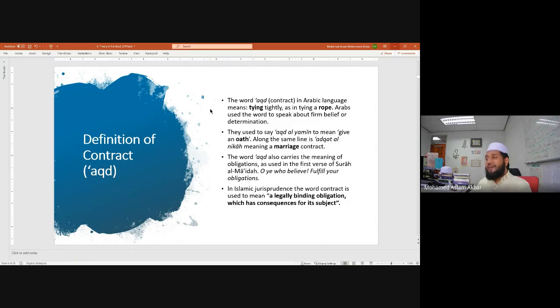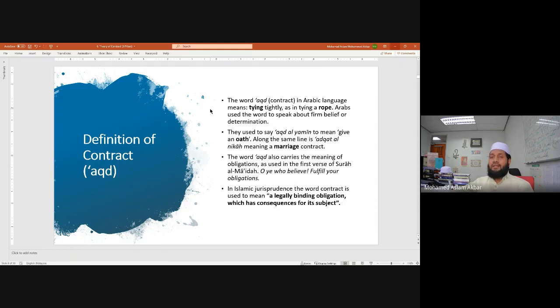The word aqad also carries the meaning of obligations, as used in the first verse of the surah: O you who believe, fulfill your obligations. Awfu bil-uqud. Ya ayyuhalladhina amanu awfu bil-uqud. This is the first verse of Surah Al-Ma'idah. Allah says uqud in plural. Allah says fulfill your transactions. In Islamic jurisprudence, what is the definition? A legally binding obligation. This is the definition of contract. A legally binding obligation which has consequences for its subject.